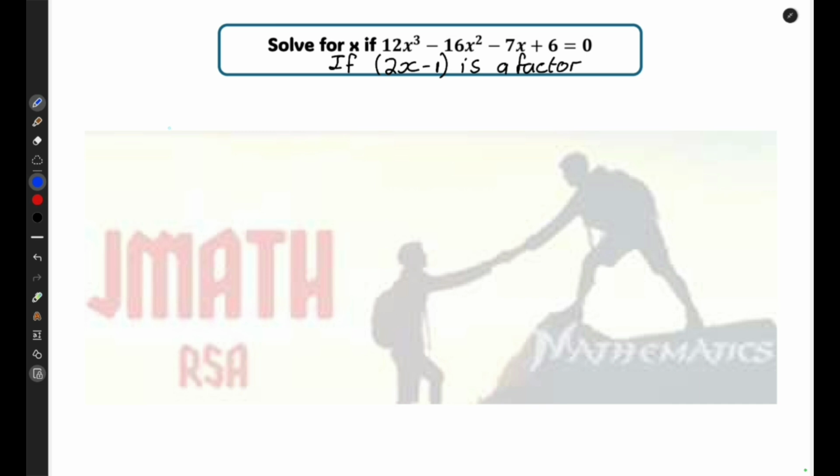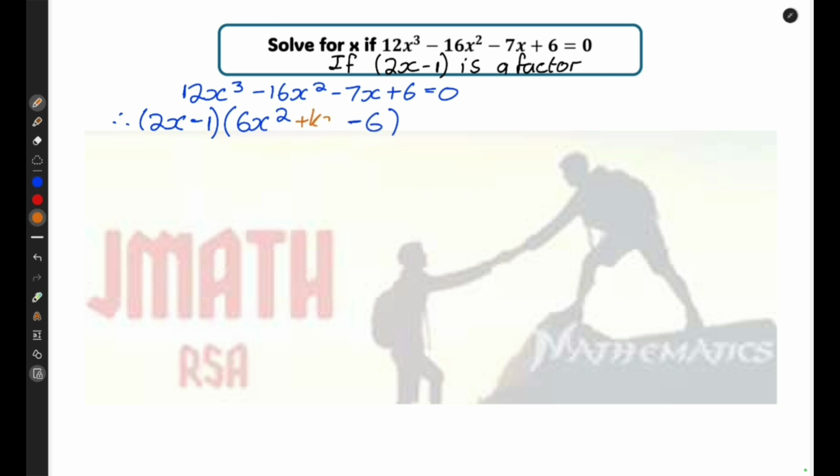So I can now start with, I know my expression ultimately needs to be 12x cubed minus 16x squared minus 7x plus 6 equals 0, and the first bracket is going to be the one that they gave me, so 2x minus 1. Now, if I divide 12x cubed by 2x, I get 6x squared. If I divide the last term by the minus 1, so the last one in the small bracket, I get minus 6. I am going to add a kx in there, so I have a variable to figure out.